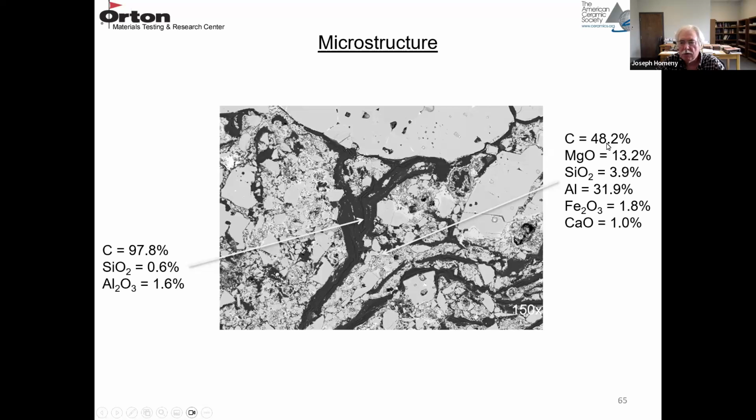So there's carbon, the residual carbon from the phenolic resin. There's some MgO fines, silica, iron oxide, and calcium are the impurities. And we're also picking up aluminum metal, pretty high content in this fine region. So that's your antioxidation agent in this composite. So they're using a sintered MgO, flake graphite, and an aluminum antioxidation agent.